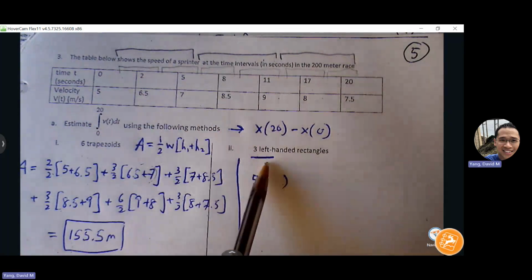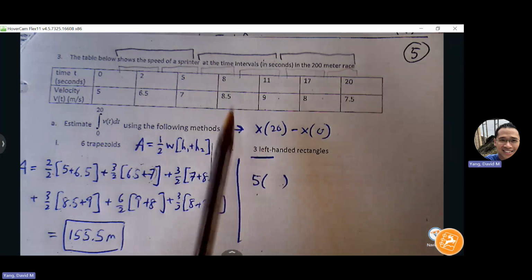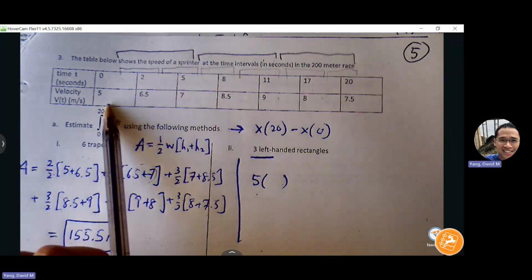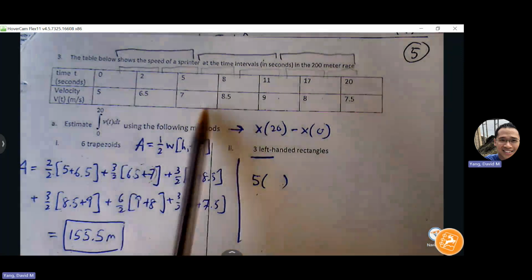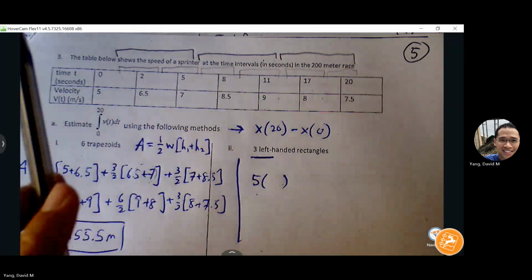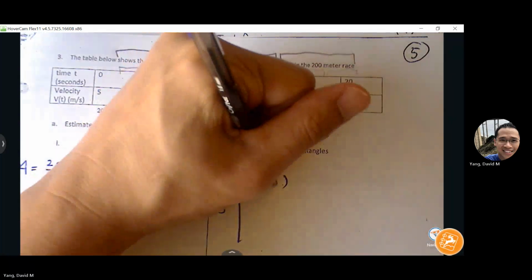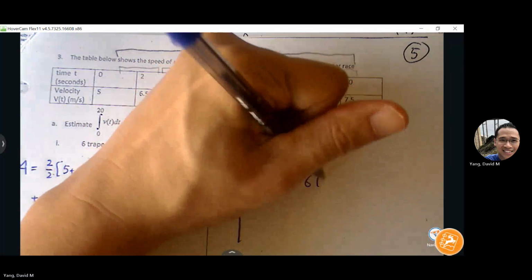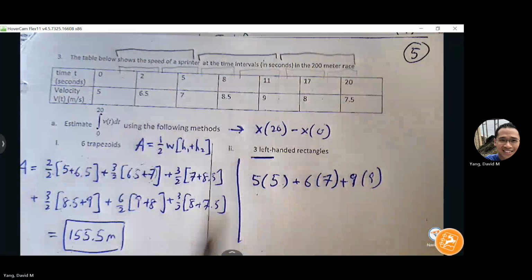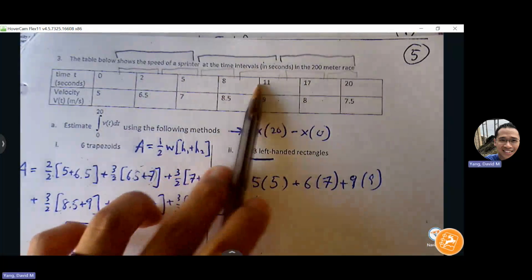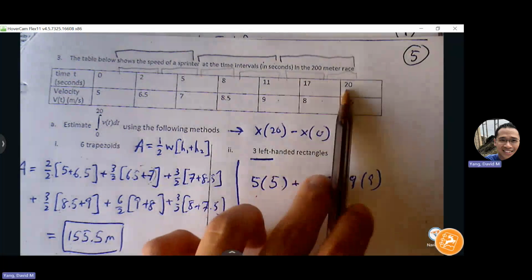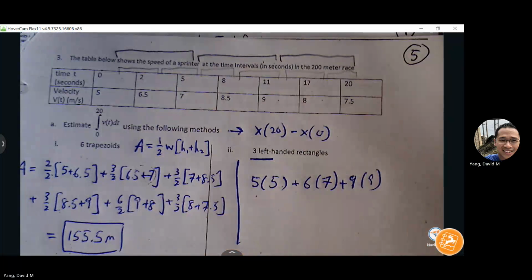Okay, what's the height of my first subinterval? Yep, this is left. If it's right-handed rectangles, you choose a 7. If it's a middle rectangle, then you choose the 6.5. Second subinterval has a width of 6, a height of 7. Third subinterval has a width of 9 and a height of 9.